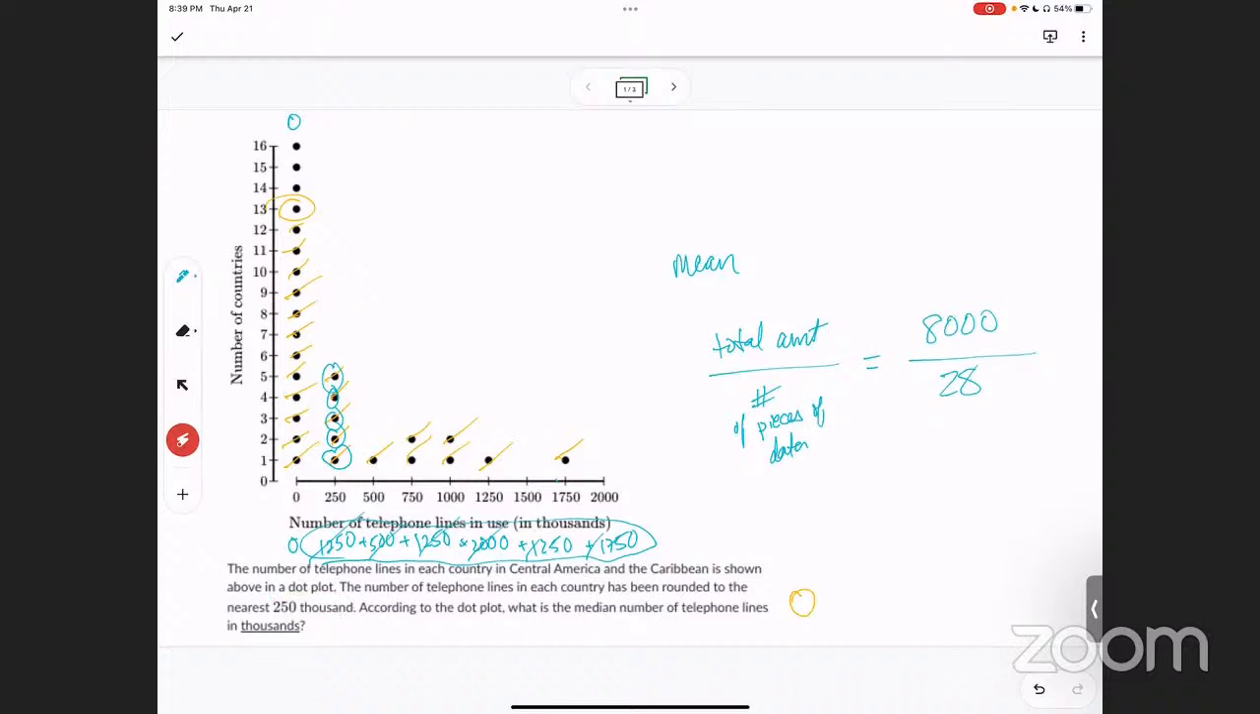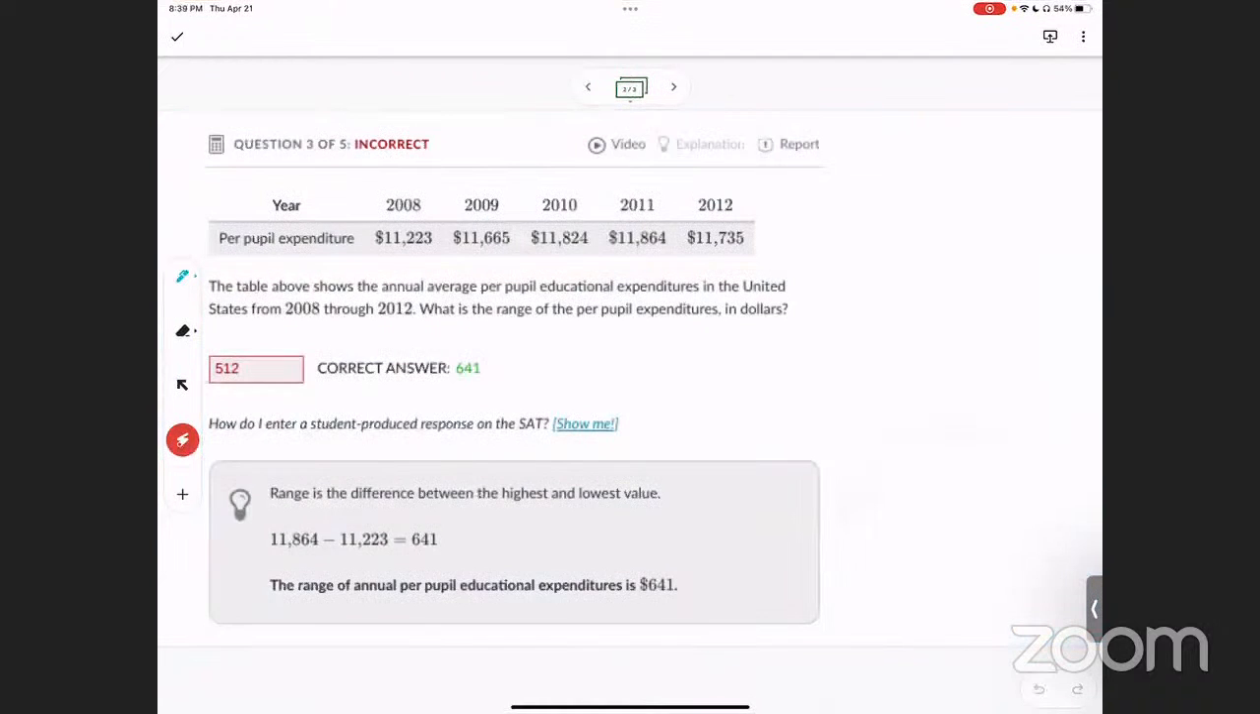They could have had 100,000. A lot of these countries could have had 100,000 telephone lines, but if they rounded it to the nearest 25,000, that rounds down to 0. That's what they're doing with this. Okay. It was a little bit of a confusing question.